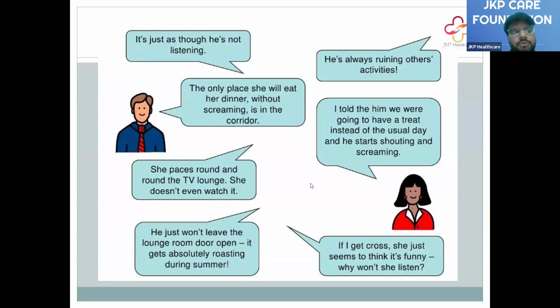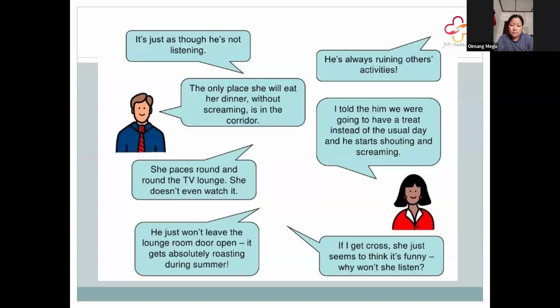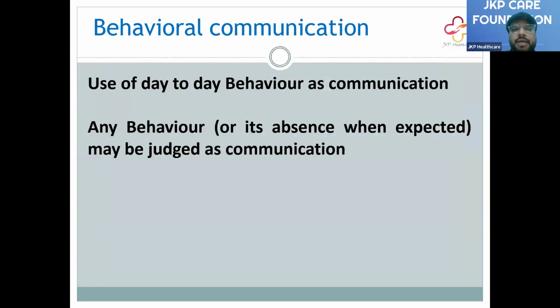So like this, please do this assignment. It will help you understand behavior better. And if you are stuck somewhere, discuss in the WhatsApp group. It has been created to discuss so that others can give their own inputs and I can also share my inputs. So behavioral communication is use of day-to-day behavior as communication.